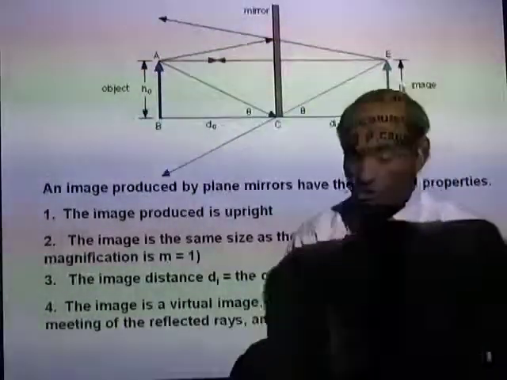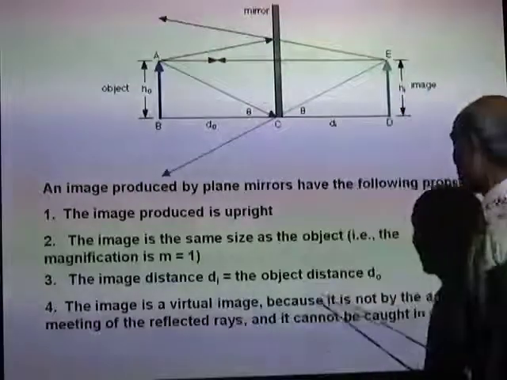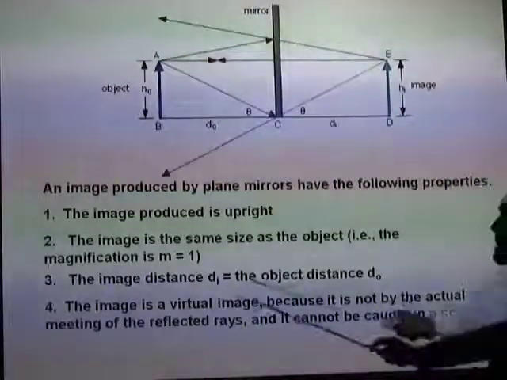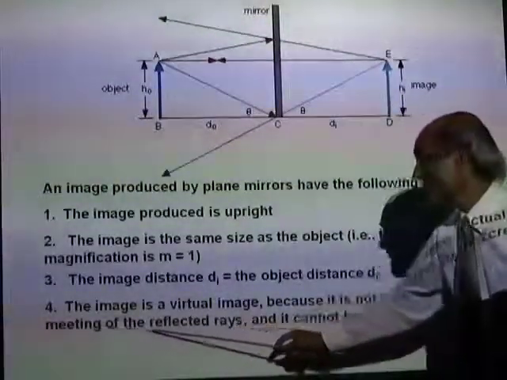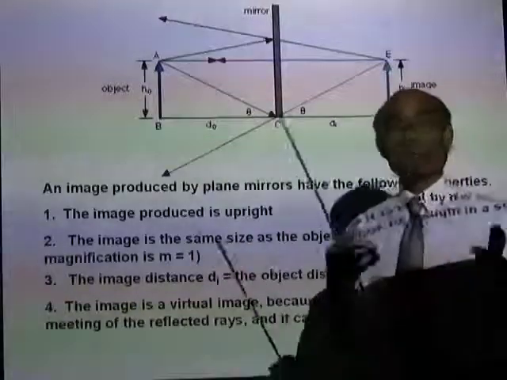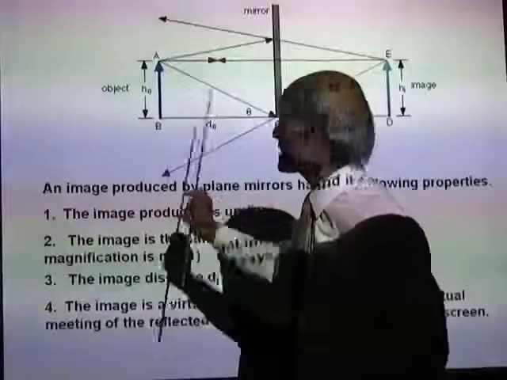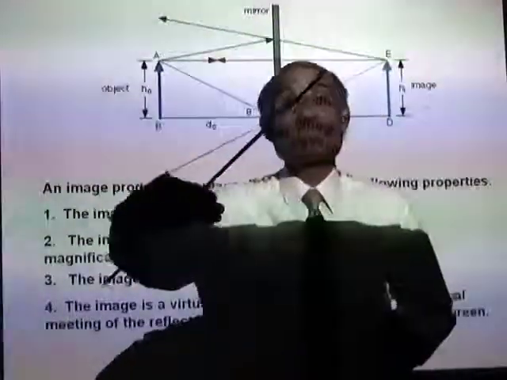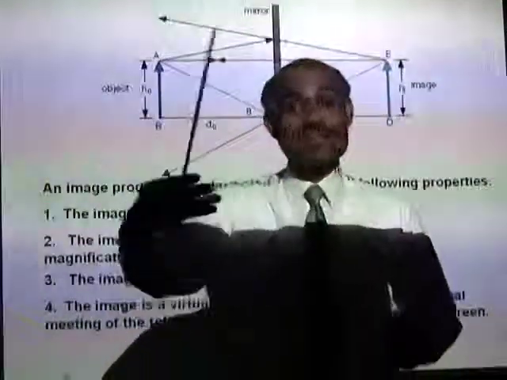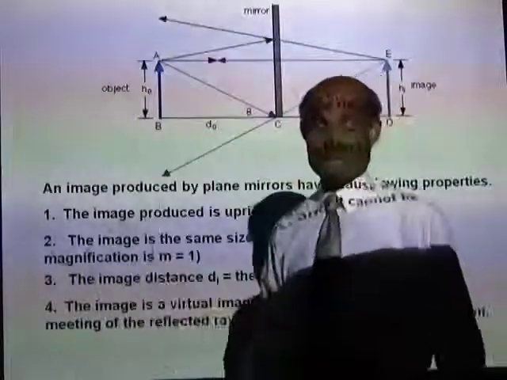So, it's a virtual image because it is not formed by the actual intersection of the rays. If an image is formed by the actual intersection of reflected rays, then it can be caught on a screen. Then it is a real image. This is not a real image.